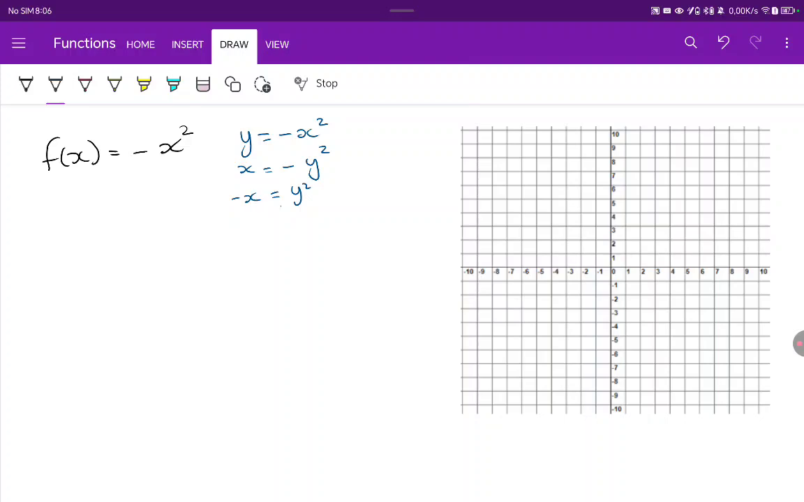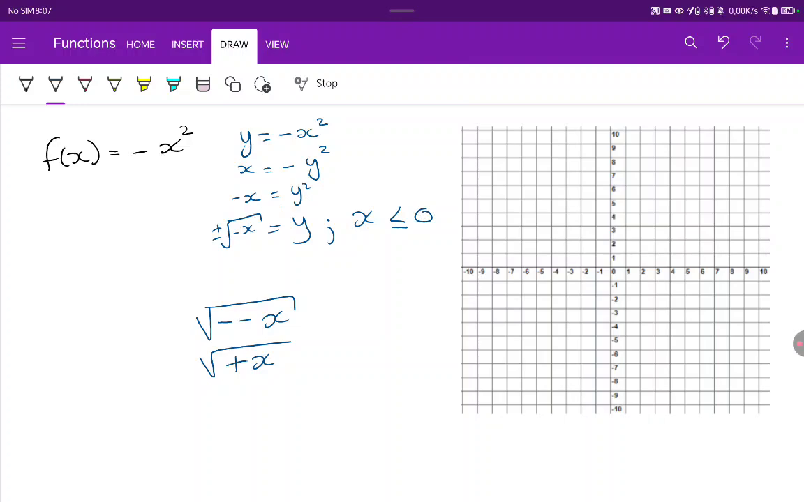Square root both sides. Y is equal to plus minus the square root of negative x. Now what? Is this possible? If I have a negative number in a square root, then I would have an error message on my calculator. But what would happen if I have the square root of a minus x? That means that I would have the square root of positive x. So over here, I write a statement that says x must be less than or equal to 0.